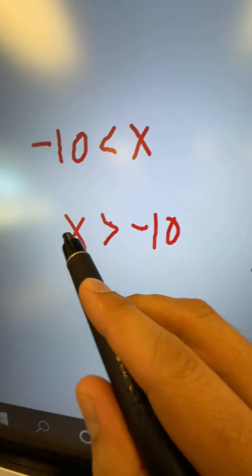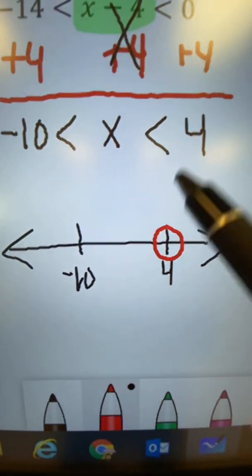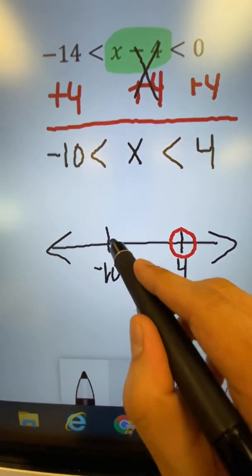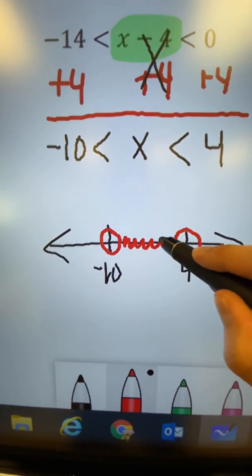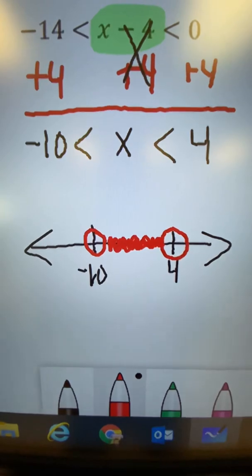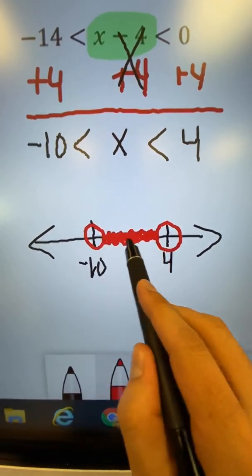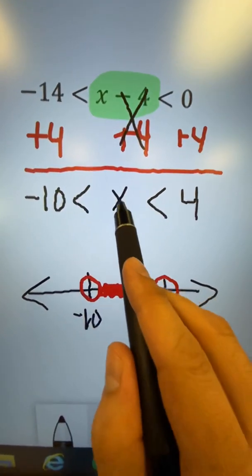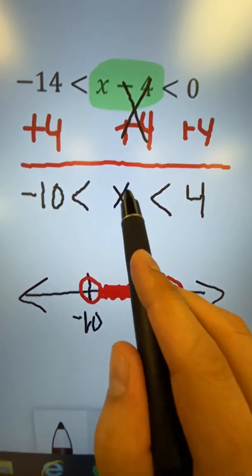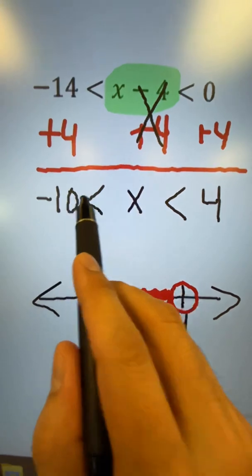Numbers bigger than negative 10, and don't forget this is an "and" problem, are going to be from here, so this is not included, on forward. Since it's an "and" problem, we're only looking at the overlapping regions, and you're going to see they only overlap in this middle section here. That's why I like to leave this like this, because you can see that the values of x, these are your solutions, fall between these two numbers.